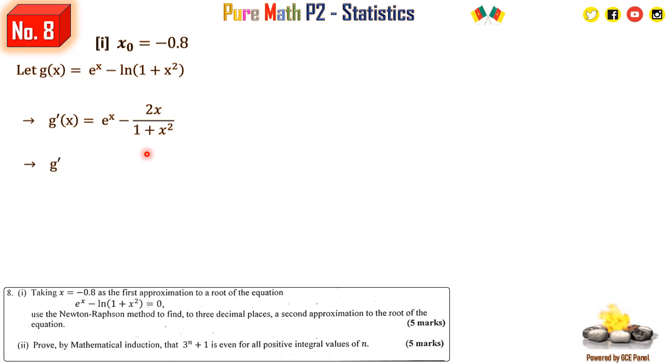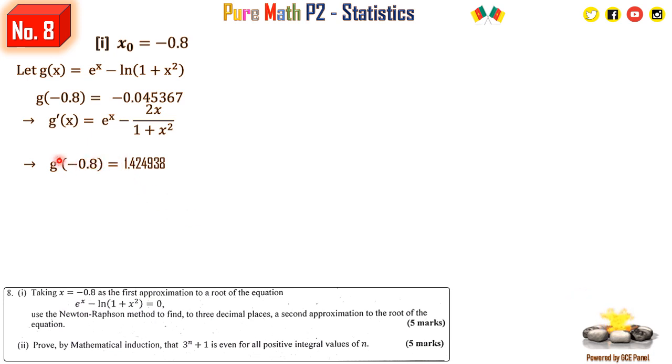Now we need g prime of x0. So g prime of negative 0.8 is equal to 1.424938. We obtain this when we substitute negative 0.8 in this g prime function. Equally, we need g of x0, which is g of negative 0.8. When we evaluate g of negative 0.8, we obtain a value of negative 0.045367.